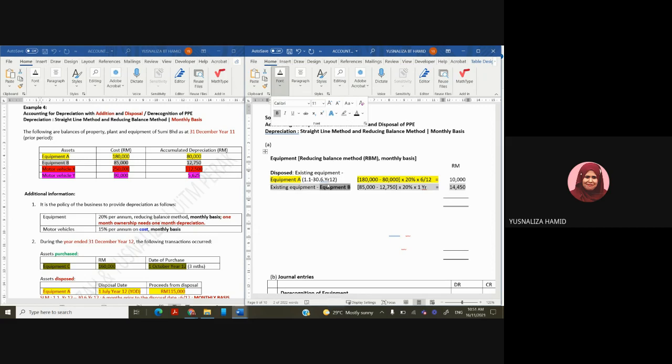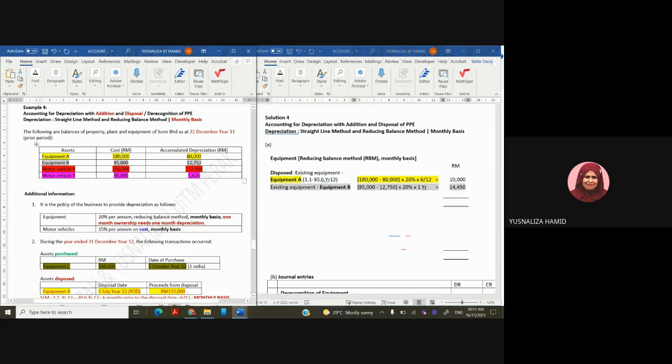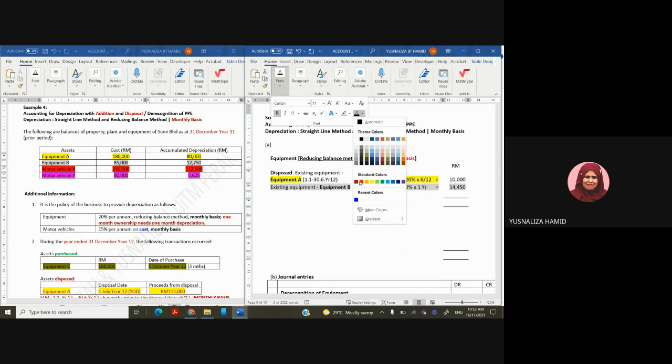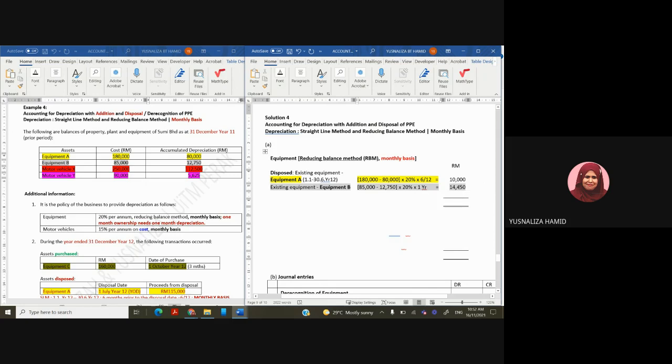Right. Equipment A is here. So you take 85,000 minus 12,750, the accumulated depreciation. Why? Because you use reducing balance method. So under reducing balance method, and you charge on a monthly basis, even though it is a monthly basis, the asset is with you for more than a year already. So that is going to be charged for 1 year, 14,450.